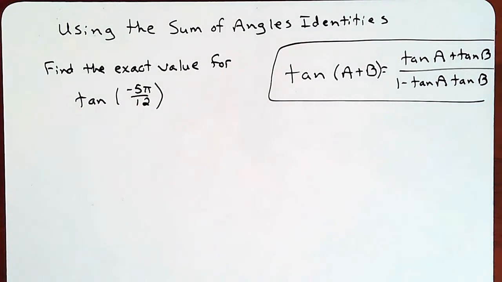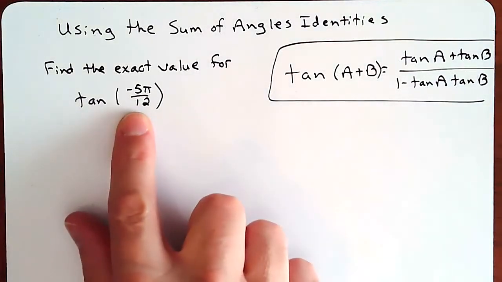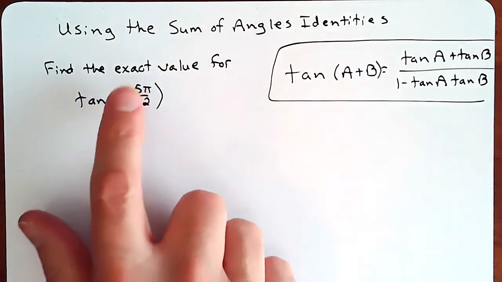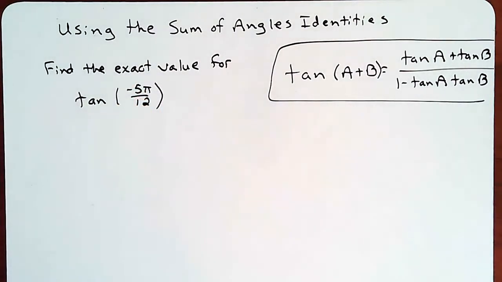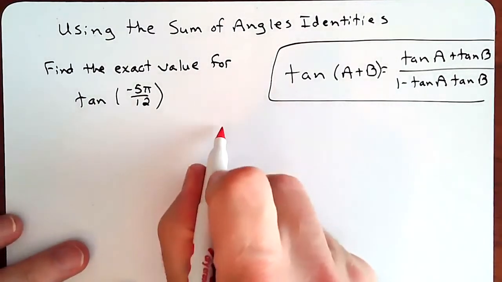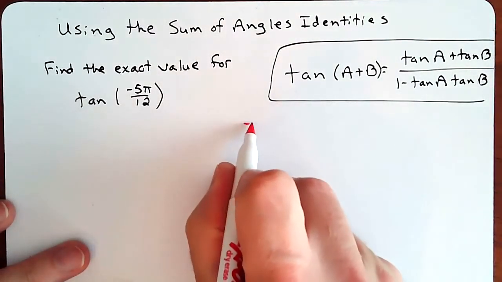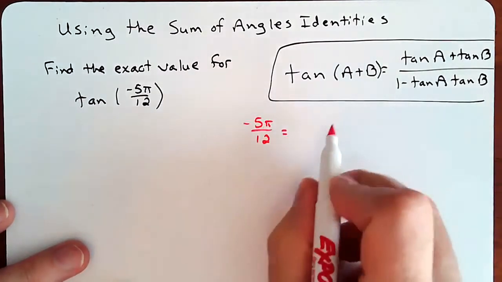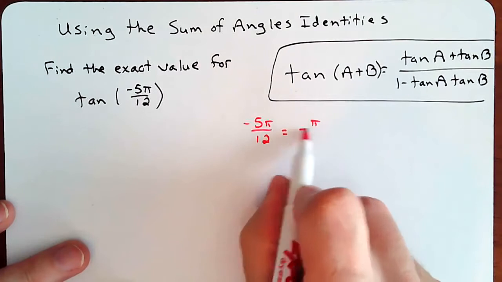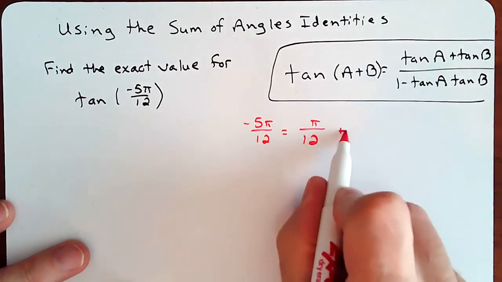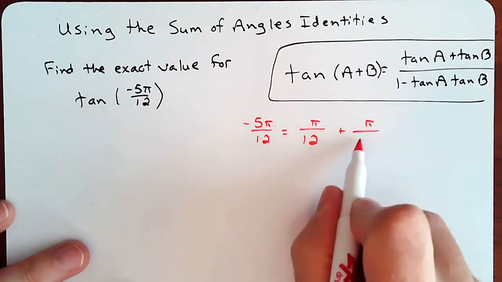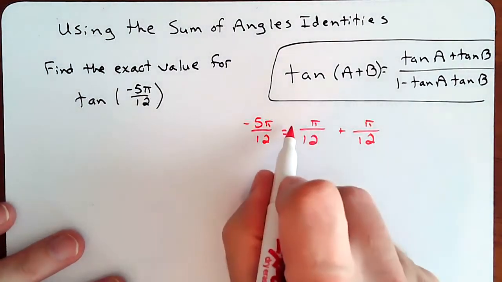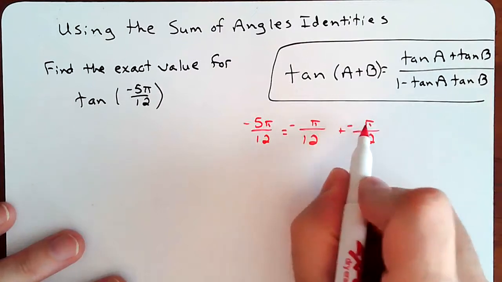So the first thing is we need to come up with two values that we can add together to get this. Now, I know they're negative, so I'm going to think of two negatives that are going to add together. So we're looking at a negative 5 pi over 12, and I want to break that into something over 12 plus another something over 12. And really, I just want them to add up to a negative 5. So I'm just going to throw the negatives in the front of these.